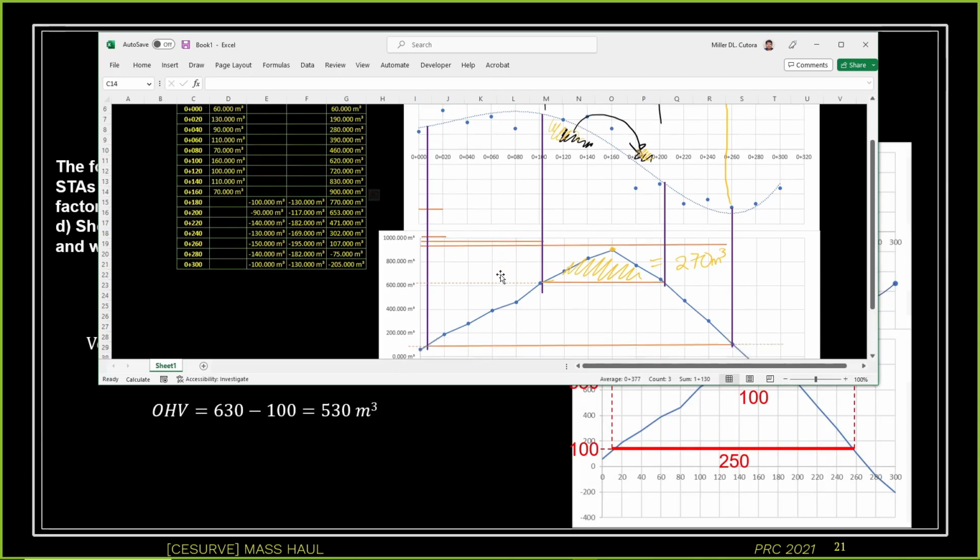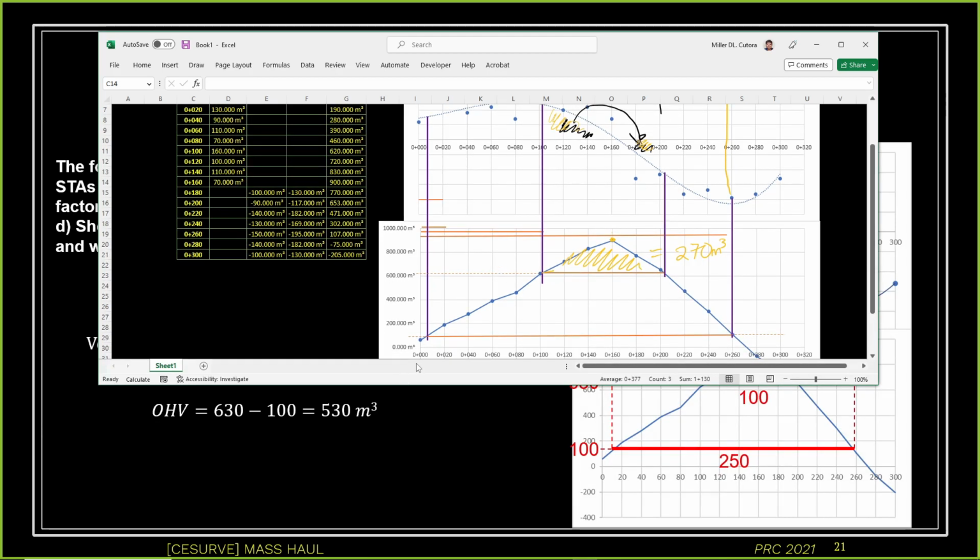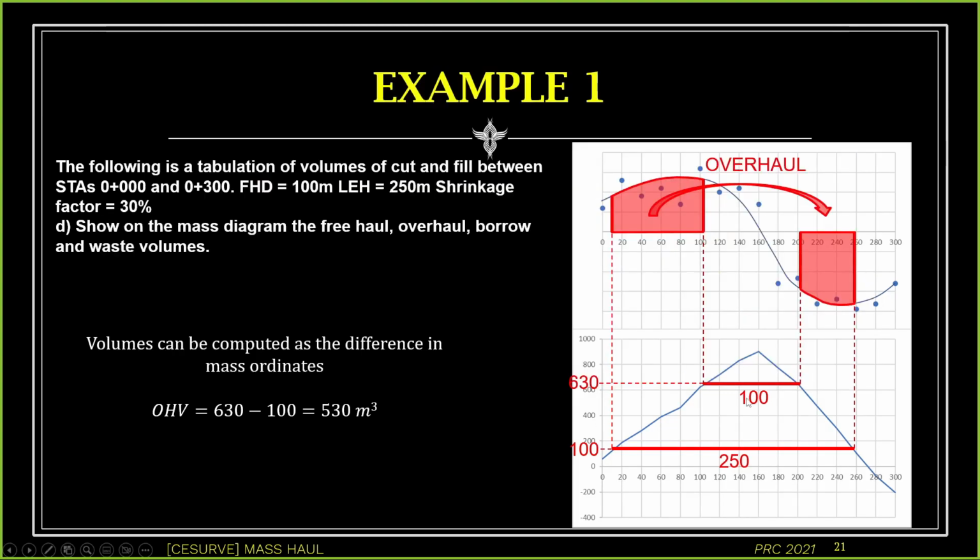si overhaul naman, ito ay approximately located sa 100th mark, 100th level sa, tawag dito, sa mass ordinate. So, ito, 630 minus 100, ang volume ay 530 meters. Okay? So, ganyan lang yan. So, yung volume from here towards here.